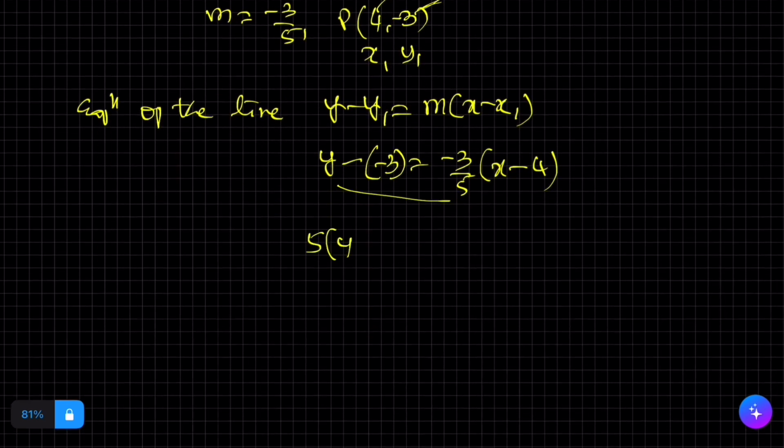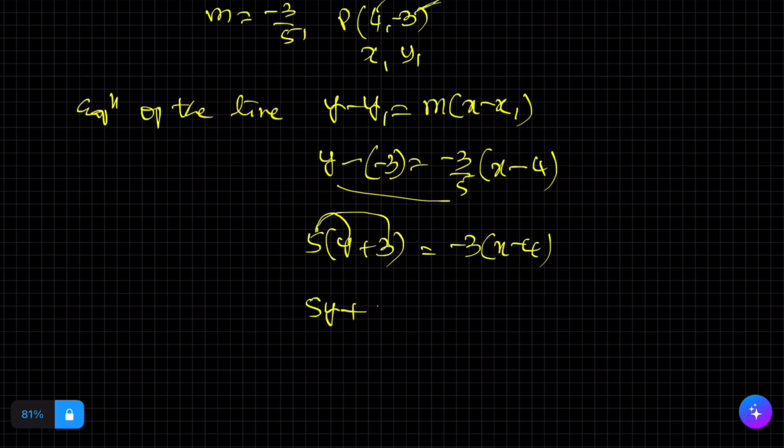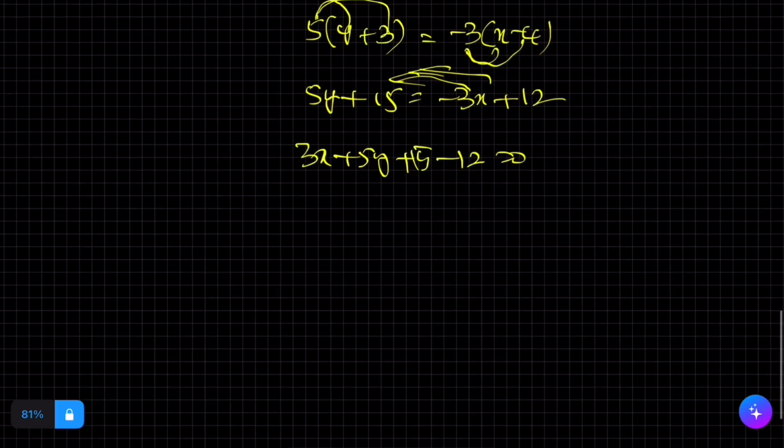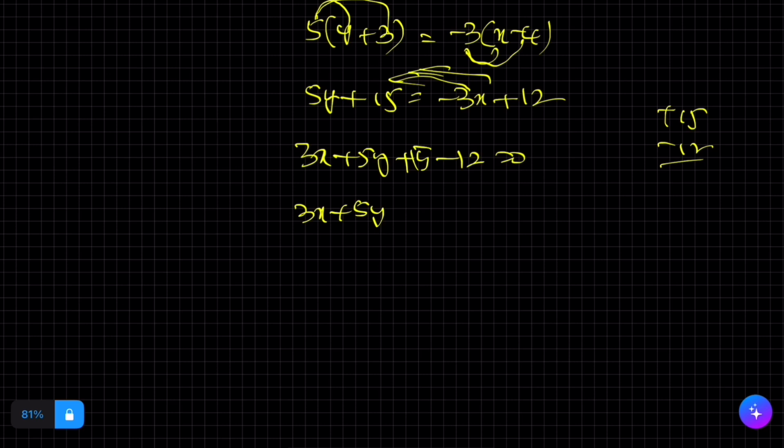So 5 into y, minus and minus plus, I'll get +3 there, equal to -3 into x minus 4. Let me open the bracket. 5 into y is 5y plus 15 equal to -3x, minus and minus plus 12. So everything let me shift this side. So 3x plus 5y minus 15 minus 12 equal to 0. So 3x plus 5y plus 15 minus 12 is plus 3 equal to 0. So this is the equation of the required straight line.